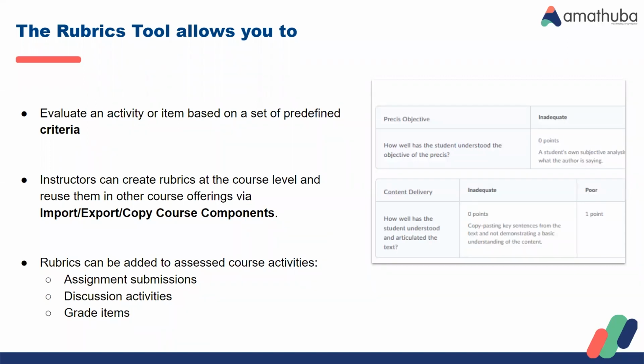Rubrics can be added to assessed course activities. This would include assignment submissions and discussion activities, and they can also be attached to grade items. So that will be items that you put into the grade book.